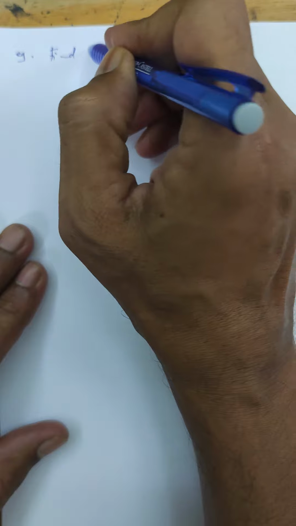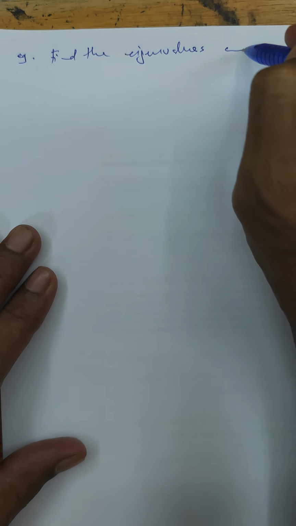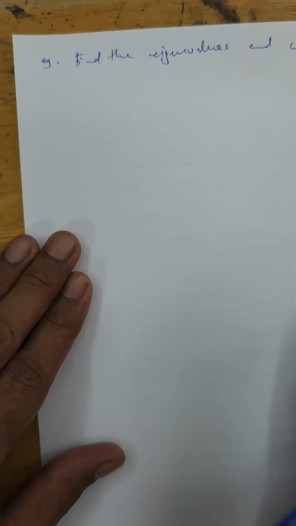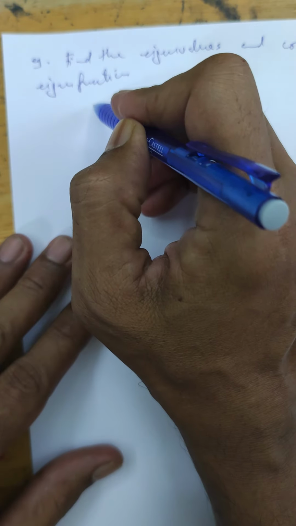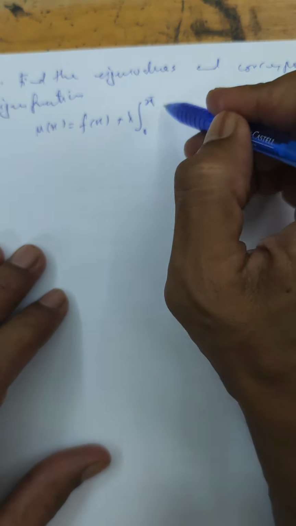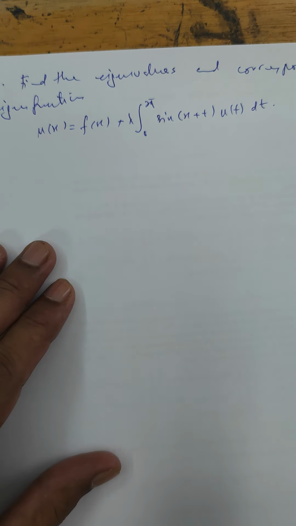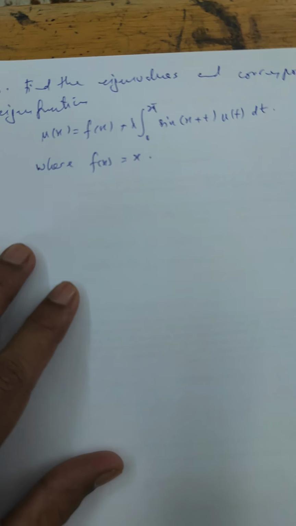Now look at the second example. We want to find the eigenvalues and the corresponding eigenfunctions of the equation u(x) is equal to f(x) plus lambda integrate 0 to 2 pi of sin(x plus t) u(t) dt, where given that f(x) is equal to x.